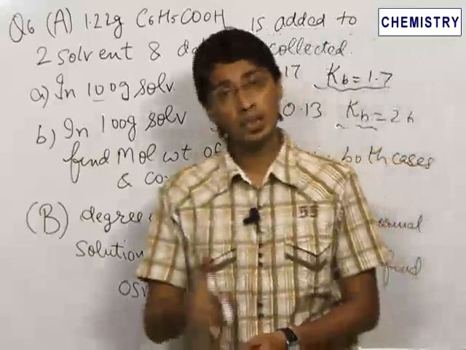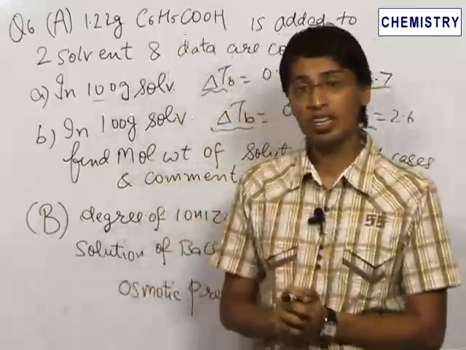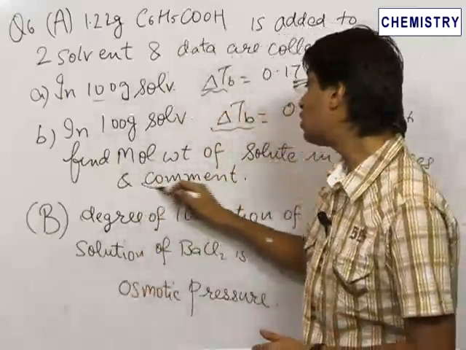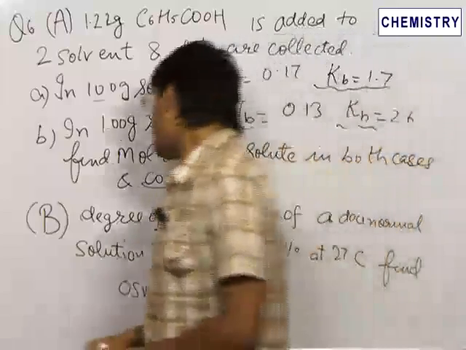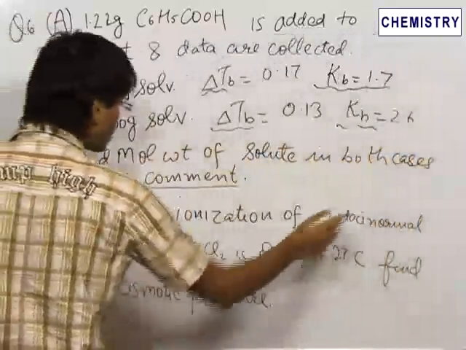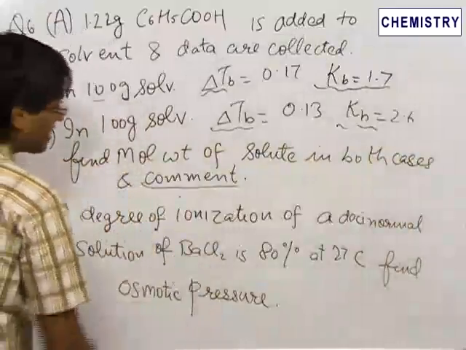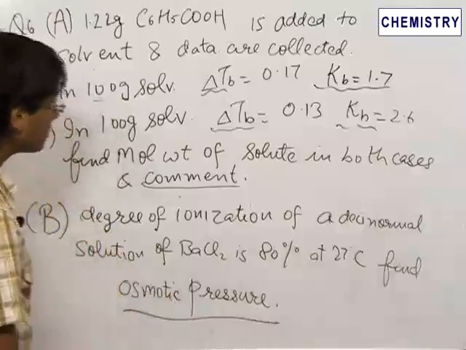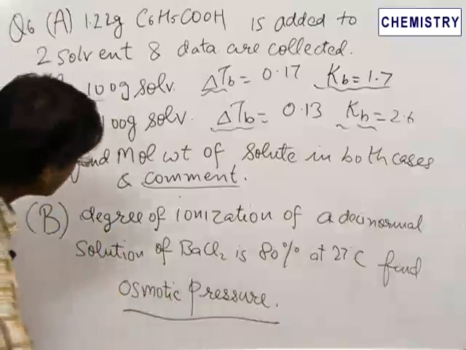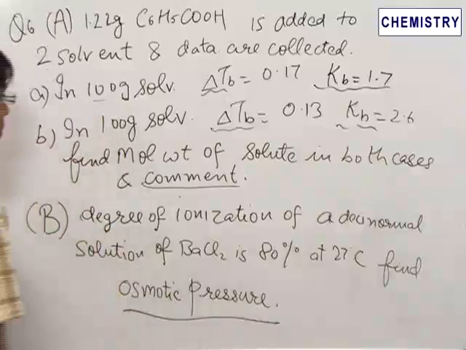We need to find the molecular weight of benzoic acid in both the cases and need to comment on the results obtained. And in the second part of the problem, we are given that the degree of ionization of a decinormal solution of barium chloride is 80% at 27 degrees Celsius, and we need to find the osmotic pressure. So let us first do the first part of the problem.